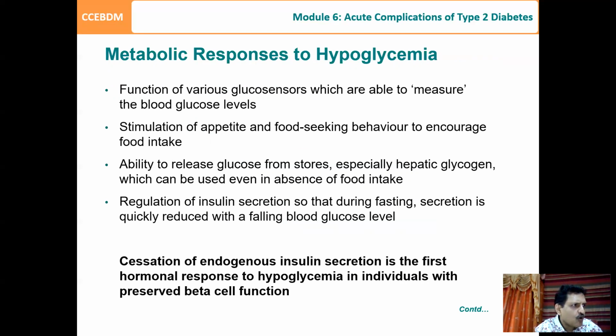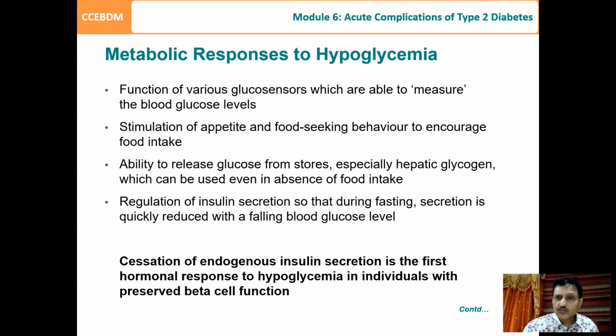So how does the body respond to hypoglycemia? As you know, when the blood glucose level falls, it is basically measured at the level of the brain. The hypothalamus is an efficient organ which actually measures the glucose level, and once it detects that the blood glucose level is falling, it takes a lot of action. Number one, it stimulates the appetite and food-seeking behavior, and then it also releases the stored energy. So the hepatic glycogen is broken down into glucose.